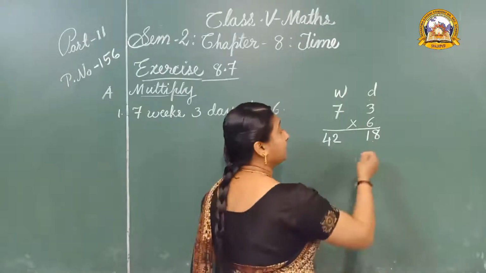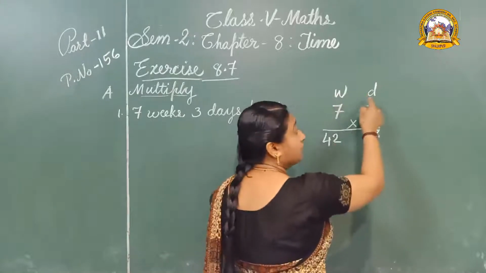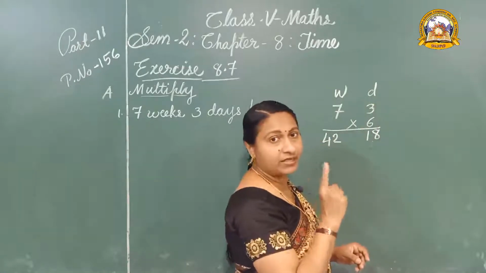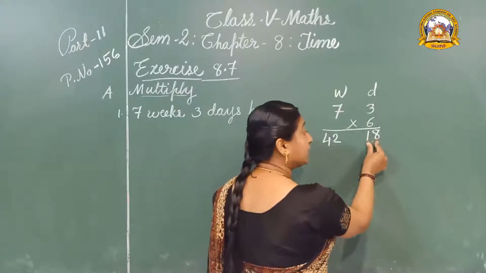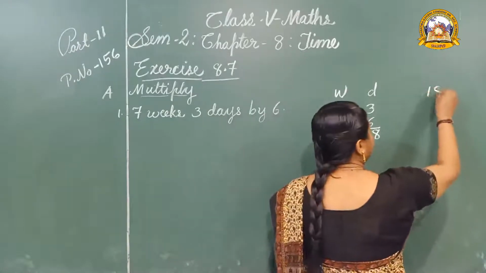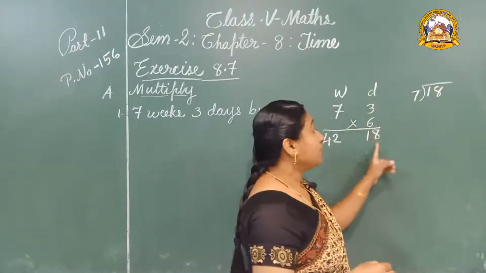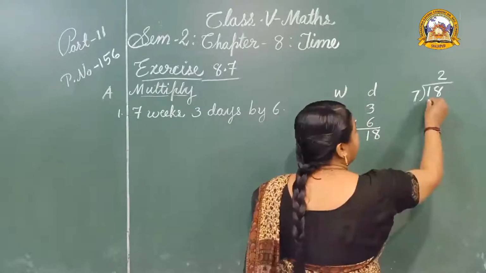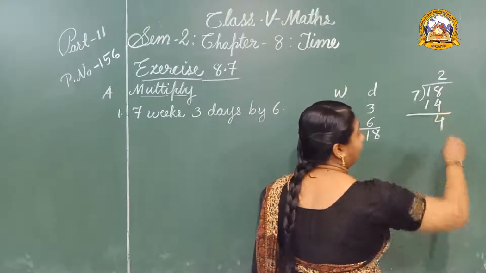All listen here. First we have to check their relationship. These two columns. Here we know 7 days make a week. 7 days is equal to 1 week. So we have to divide these days by 7. 18 divided by 7. 7 days is equal to 1 week. So 14. Remainder 18 minus 14, 4.